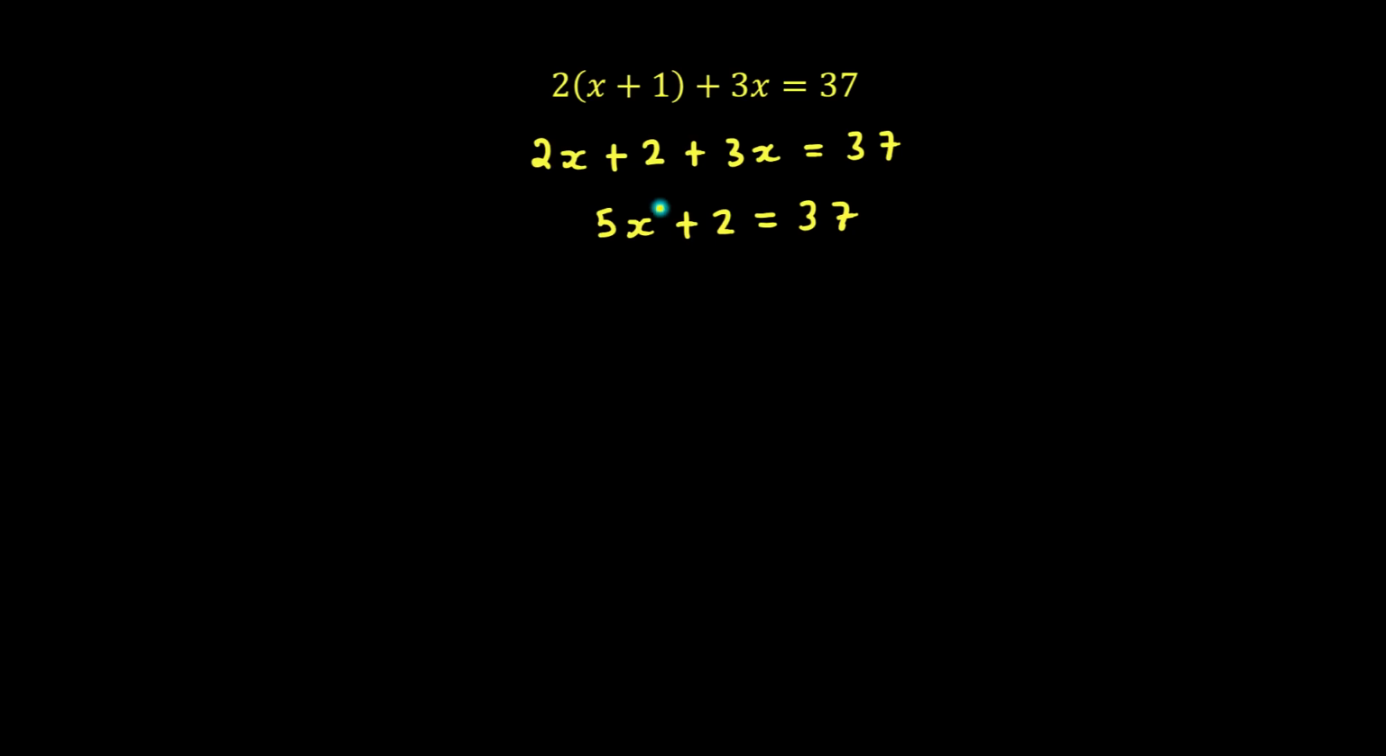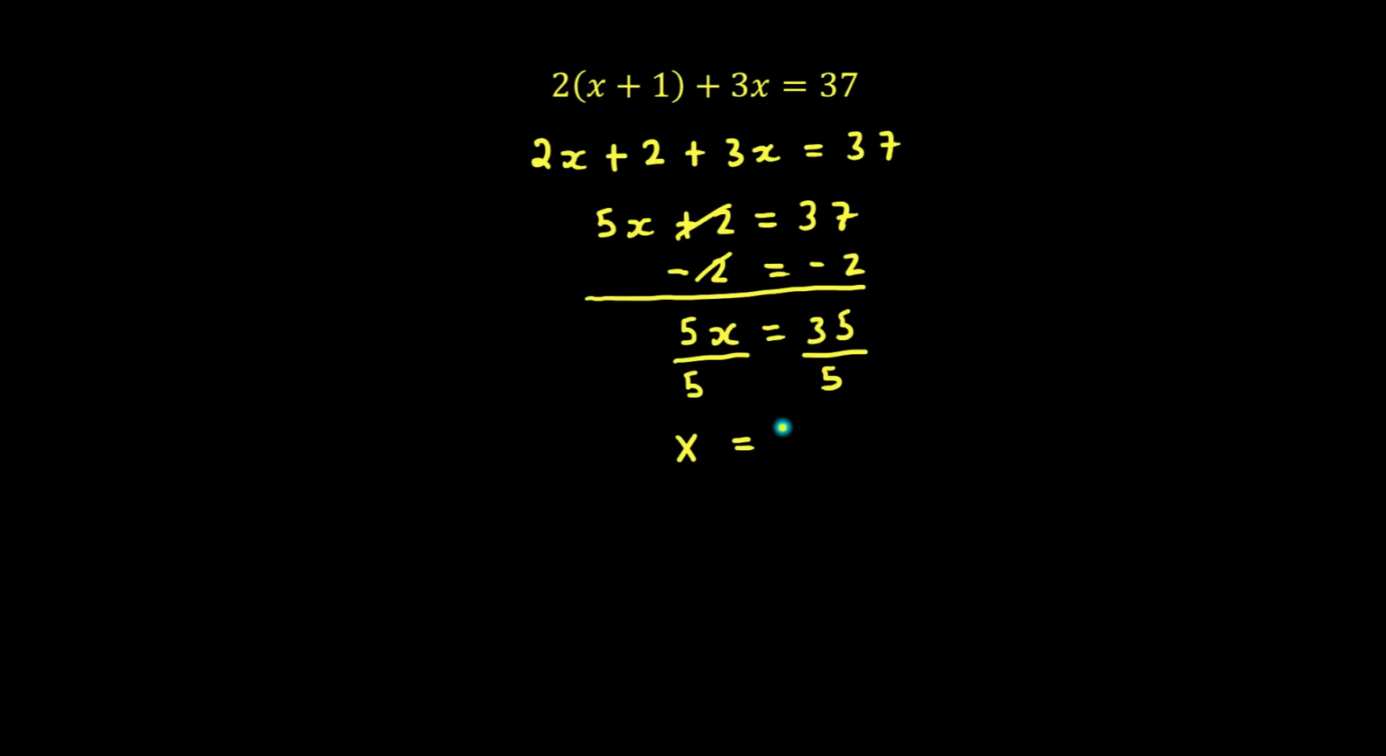The next step would be to get rid of this 2. What I need to do, I need to subtract both sides by 2. Why? Because this is a positive, so I need to cancel that. And in order to cancel that, I need to subtract that. So if I go ahead and do that, that will cancel that, and I'm left with 5x. So that will be 5x is equal to 37 subtract 2 would give me 35. And then we divide both sides by the coefficient in front of the x. And then that would give me x is equal to 35 divided by 5 would be 7. And that would be my final answer.